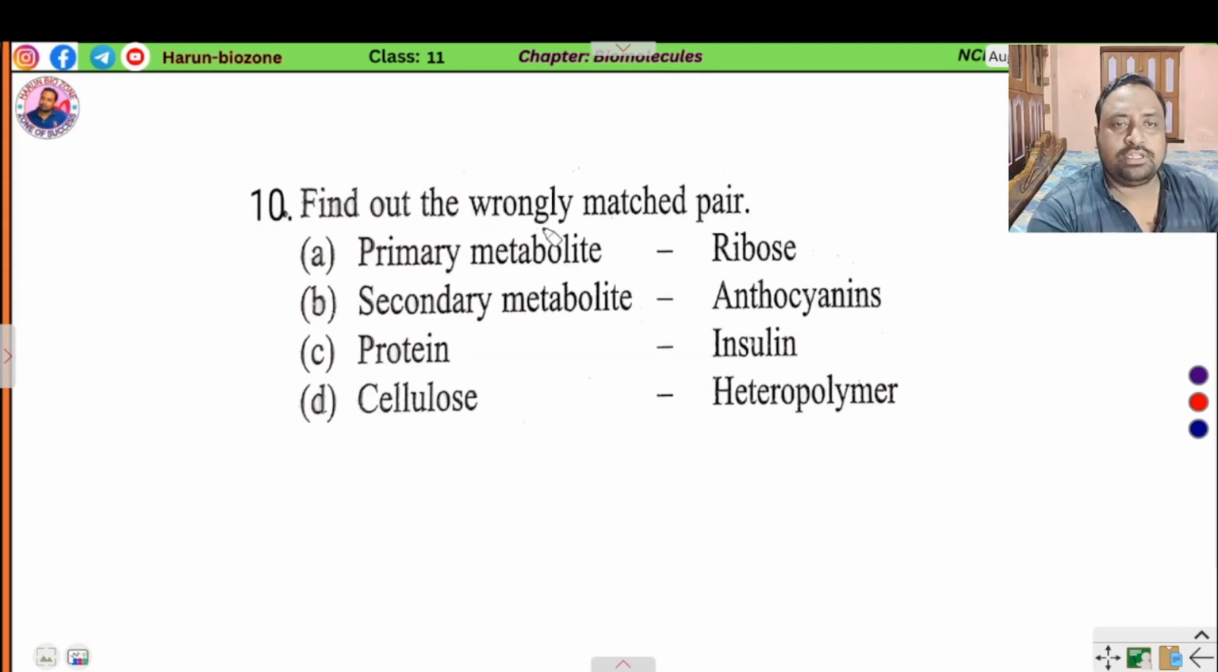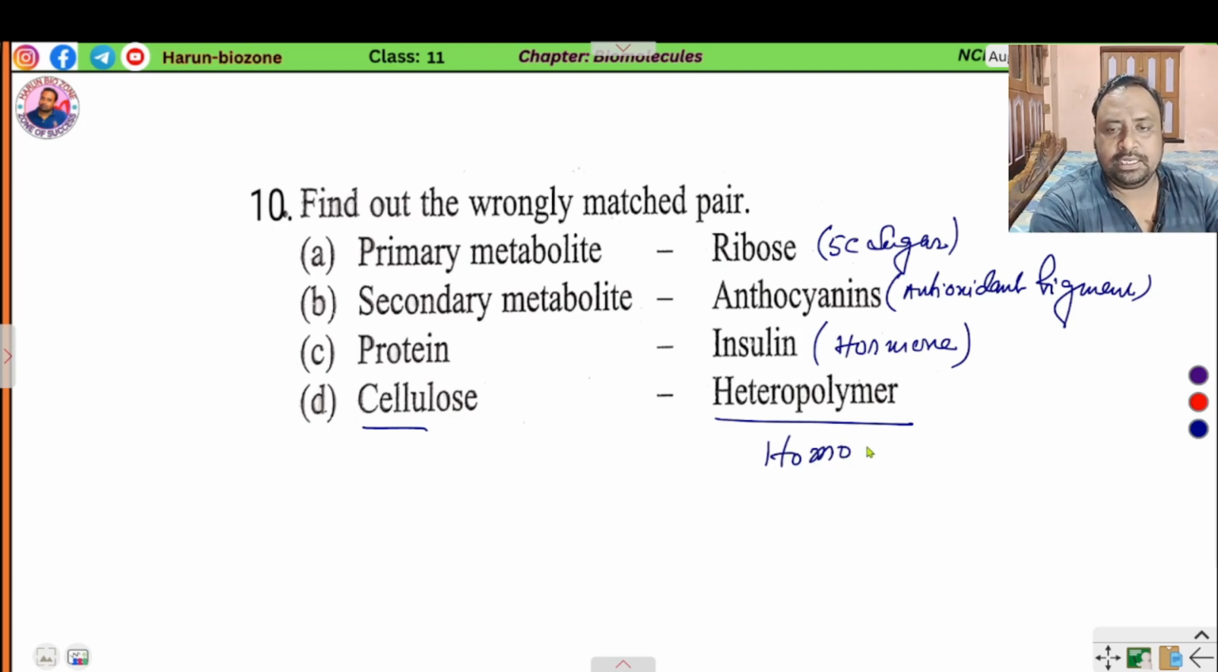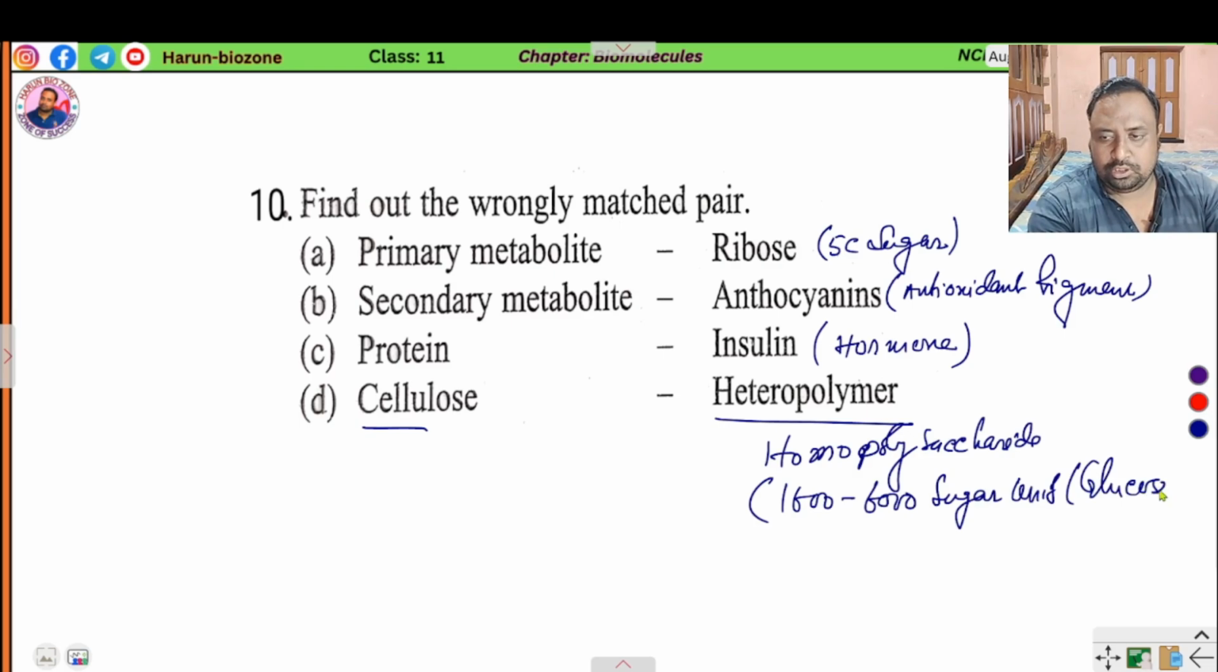The next question is to find out the wrongly matched pair. Ribose is a 5-carbon sugar and a primary metabolite. Anthocyanin is a secondary metabolite, an antioxidant pigment. Insulin is a protein hormone that regulates the blood glucose level. But cellulose is a homopolysaccharide, meaning it is made by only one type of sugar, glucose. Cellulose is the most abundant homopolysaccharide, made of 1600 to 6000 glucose units joined by glycosidic bonds. So here the wrongly matched answer is D.